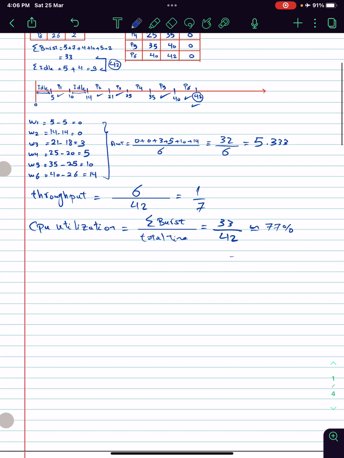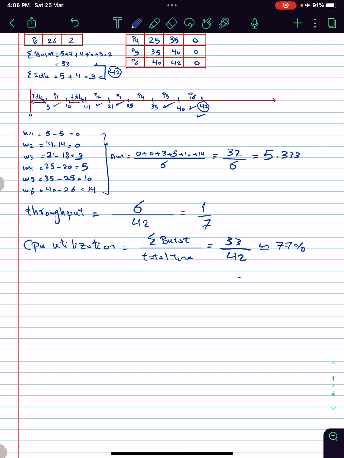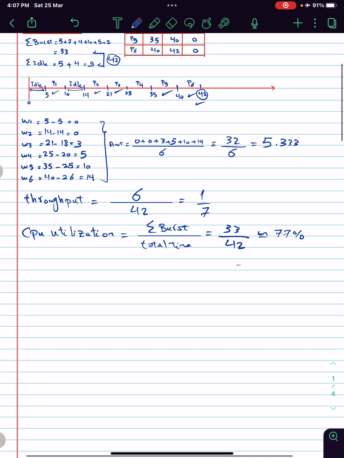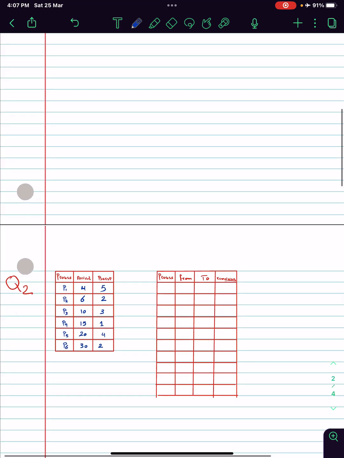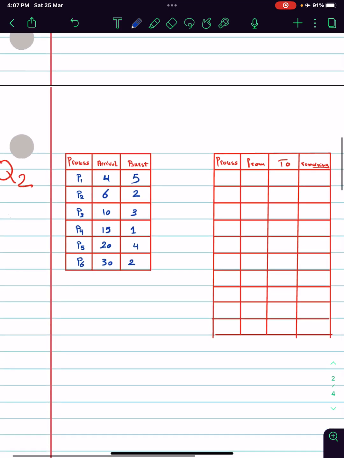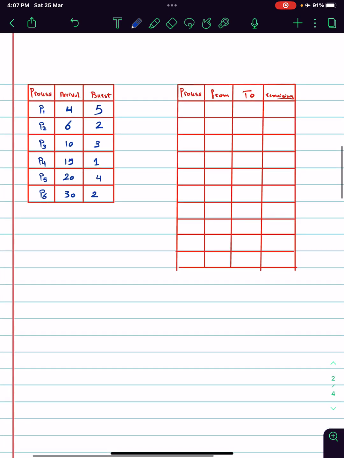Of course, I did not solve here the response time and the turnaround time. As you know, the turnaround time again is the finish minus the arrival. You calculate it for every process and then you get the average. The response time in this case is going to be exactly the same as the waiting time because it is non-preemptive scheduling. You have here another problem. Let's solve the other problem here.